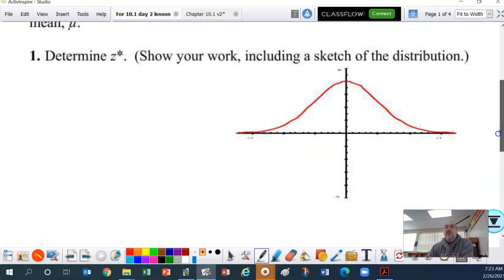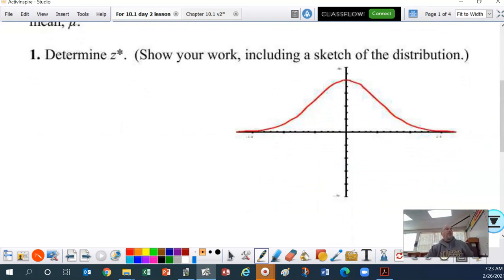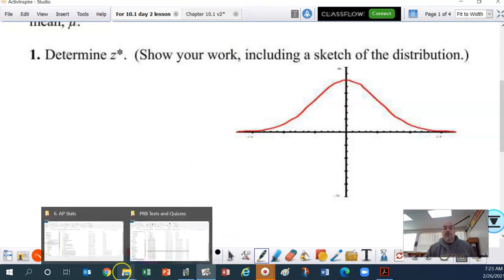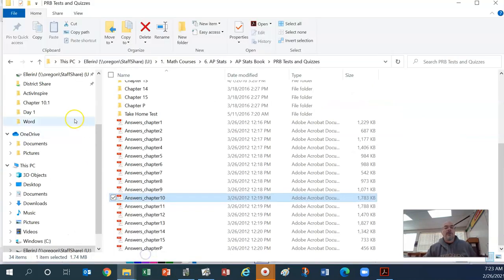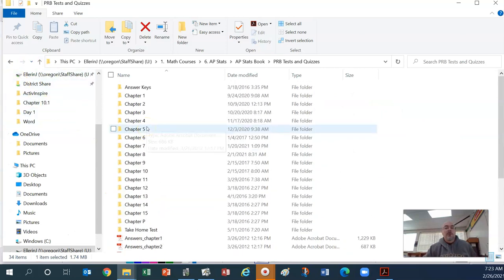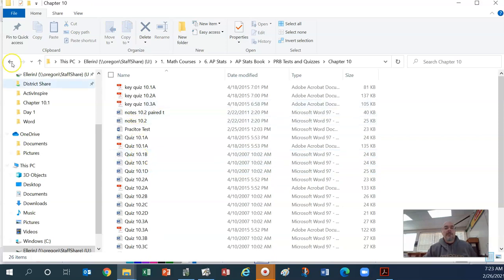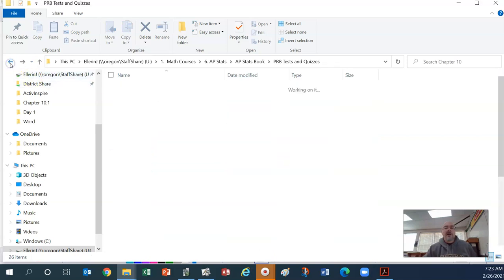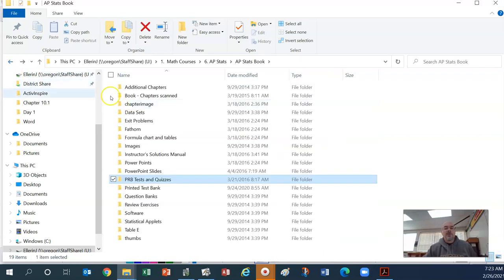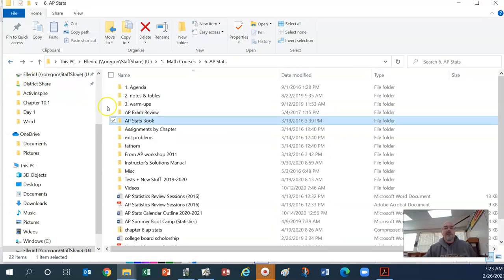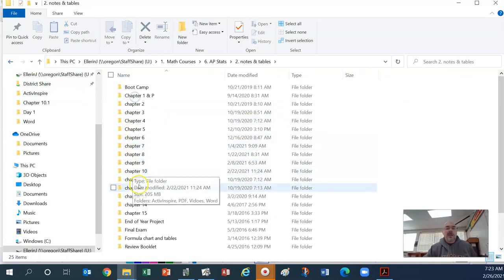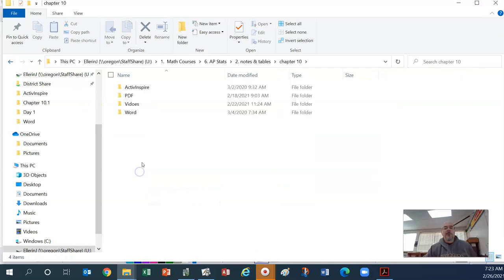Okay, so determine Z star. Well, think about this, ladies and gentlemen. Okay, I don't have table B pulled up, but I guess I could pull up table B really quick. So let me pull up table B. I've got so many files. You would just be amazed how many files I have. All right, sorry, I should have had this pulled up earlier. So let me go ahead and pull up table B.